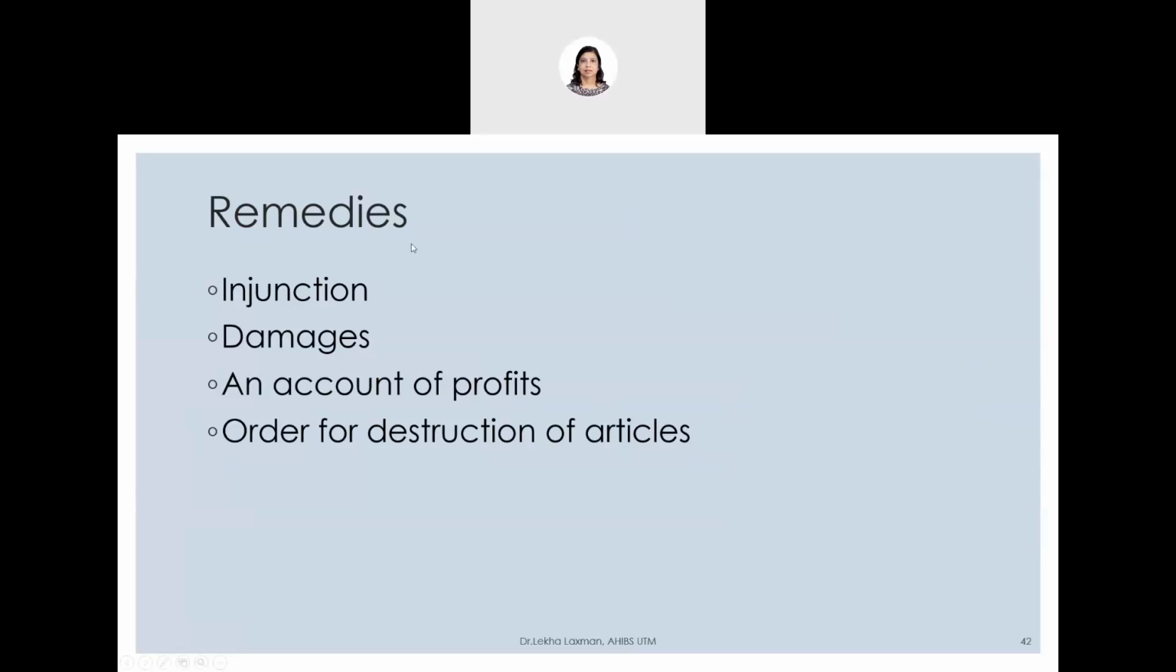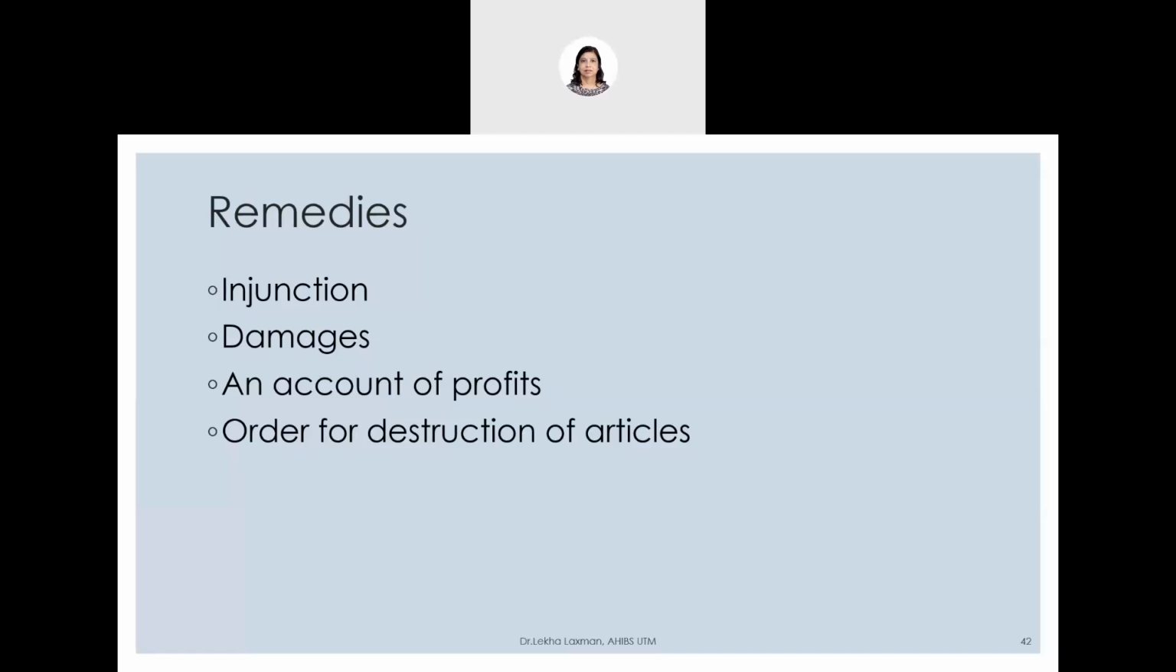So now, what are the remedies available when somebody infringes your rights? One is injunction. You know what an injunction is, isn't it? It's a court order that prevents a person from doing something with your information, or from doing something with your invention. So the remedy available is injunction, which is a court order that prevents the other person from continuing with the infringing act, or using your confidential information.